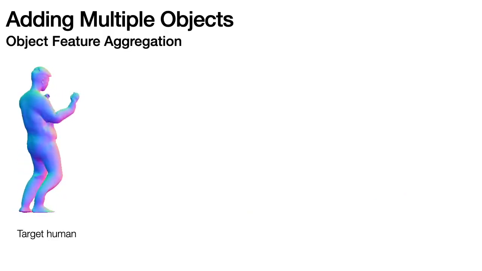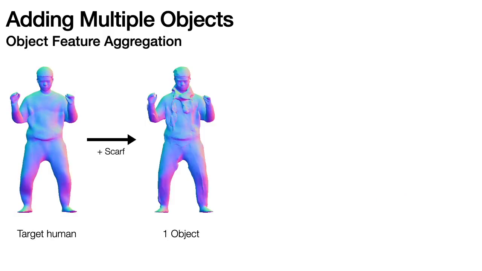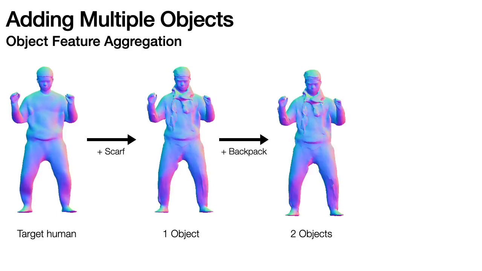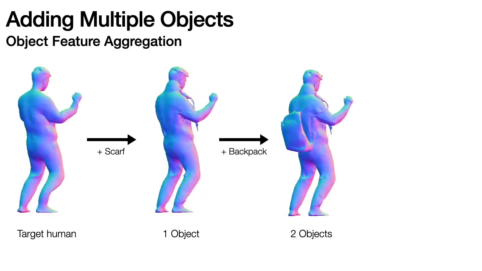By aggregating features of several objects, our model enables the composition of multiple objects to target humans. Note that our dataset has no such sample with multiple objects.